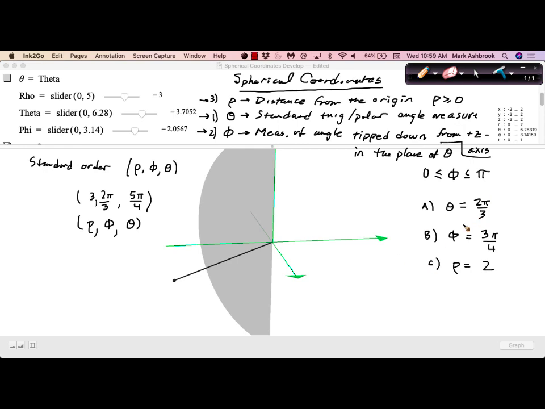So those are 3 separate questions for each of A, B, and C separately. What set of points would you get for each of these statements? Theta equals 2 pi over 3, phi equals 3 pi over 4, rho equals 2. So you figure that out. I'll take attendance at the end.